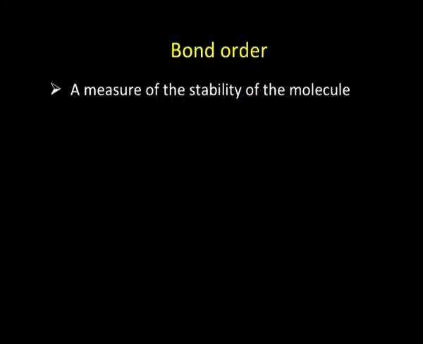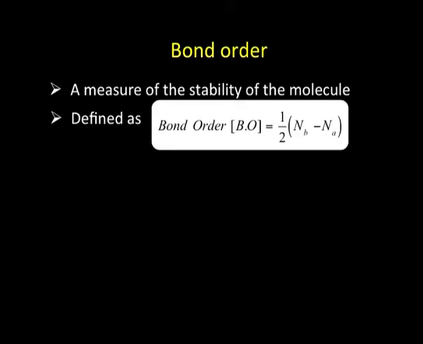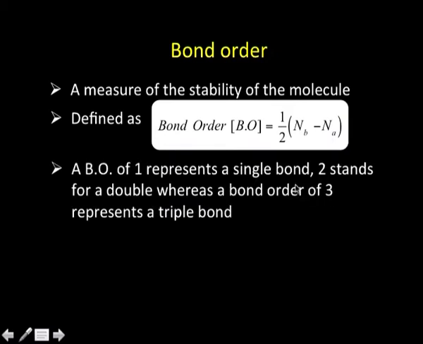Okay. Now, there is one more thing we need to talk about, and that is bond order. Bond order is a measure of the stability of a molecule, and it is defined as half of Nb minus Na, where Nb refers to the number of electrons in the bonding molecular orbitals and Na is the number of electrons in the antibonding molecular orbitals. If the bond order for a given molecule comes out to be 1, that means there is a single bond. If it is 2, it is a double bond. If it is 3, it is a triple bond. So, that is the meaning of bond order: how many bonds are found between the two corresponding atoms in the molecule.